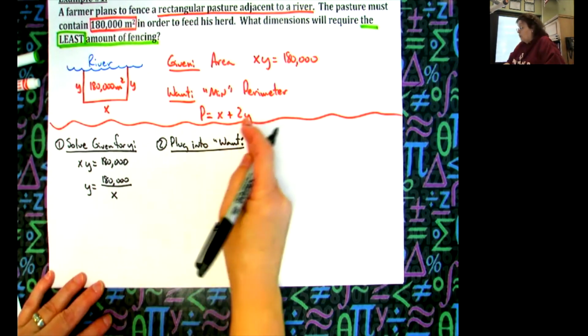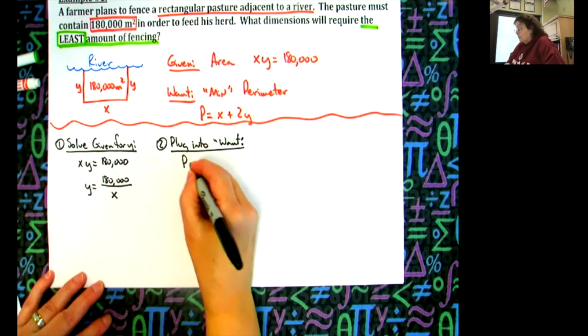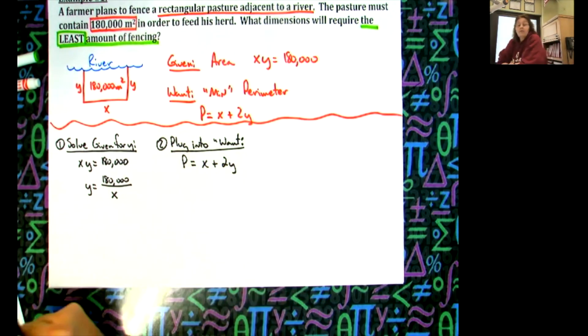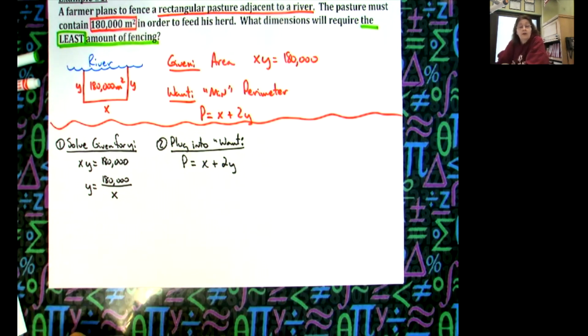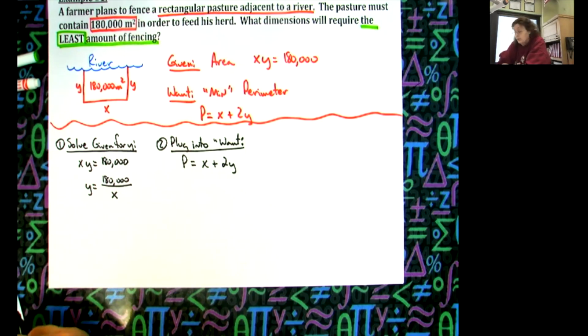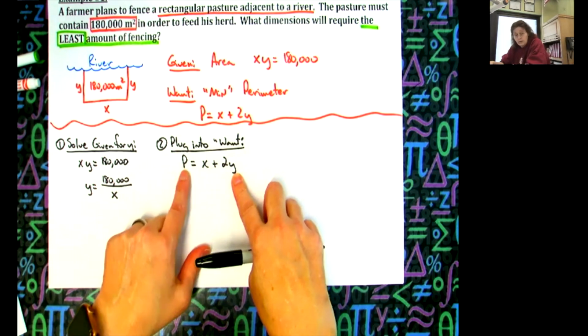Now my want equation, initially, I am going to write it with just P equals x plus 2y. However, writing it like that, I'm not in function notation. And everything that we've done, we like function notation. I want to turn this into function notation. To do that, I would need this all to be x's. And I could call this P of x, my perimeter function.